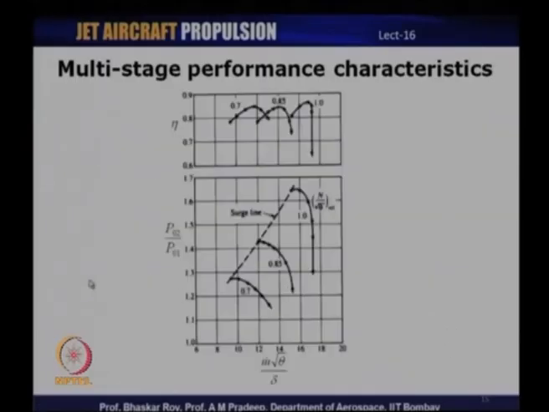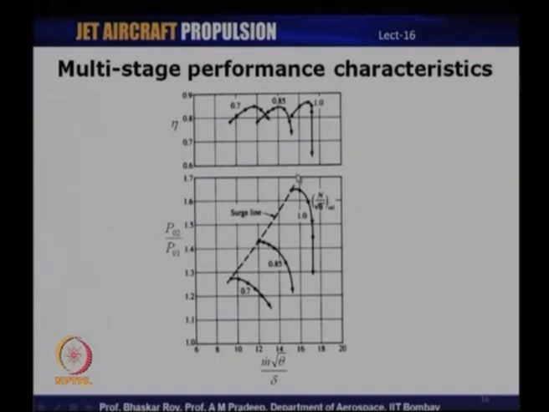So, if we were to express these performance parameters in terms of the characteristics of a multi-stage compressor, what I have shown here is one typical performance characteristic of a particular axial compressor. We have on the y axis the pressure ratio P02 by P01, expressed in terms of the x axis, that is mass flow rate m dot square root of theta divided by delta. We also have the efficiency as a function of the mass flow rate m dot square root of theta by delta. So, let us look at the pressure ratio characteristics first.